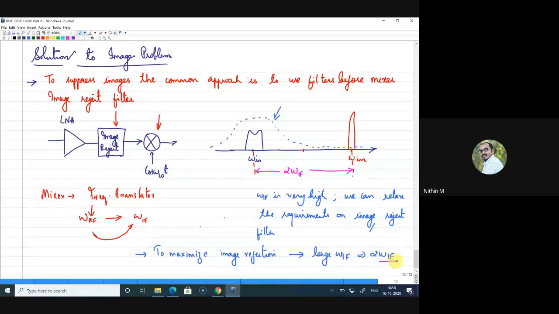I cannot increase this omega IF arbitrarily, because the whole idea of converting from RF frequency to IF is just to make the center frequency lower, have a better filter, select the channel and process it further. So if I am trying to do image rejection with a relaxed filter, and for that I keep omega IF very high, then that is another hit.